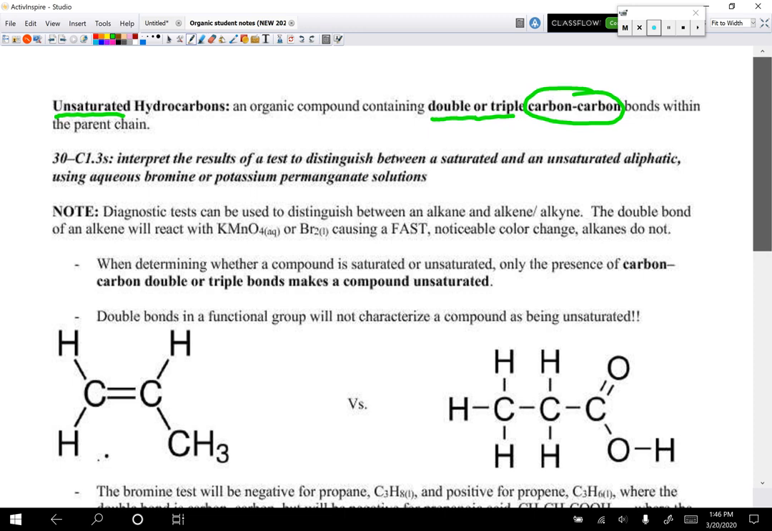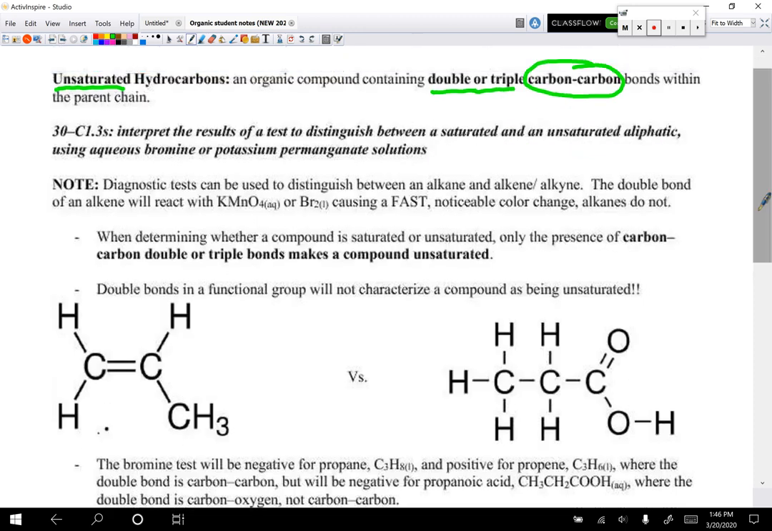Now there is a diagnostic test that you can do for this. And that is you react either potassium permanganate or bromine. So if you dump a little bit of this in there, you're going to get a fast, noticeable color change. Alkanes do not have this fast, noticeable color change. Alkanes can produce a color change, which we'll get into in a minute, but it is not fast. Keyword.